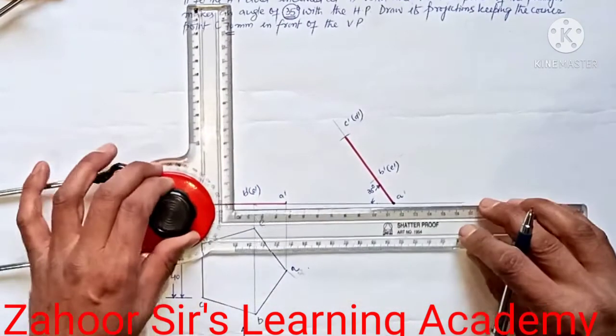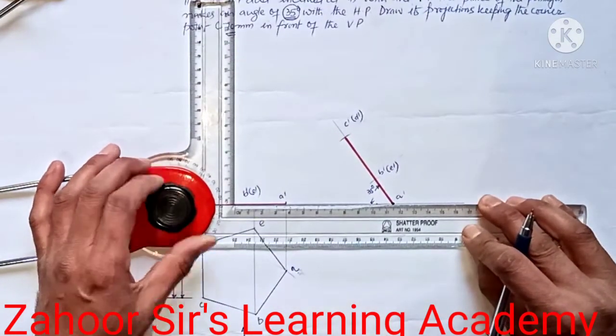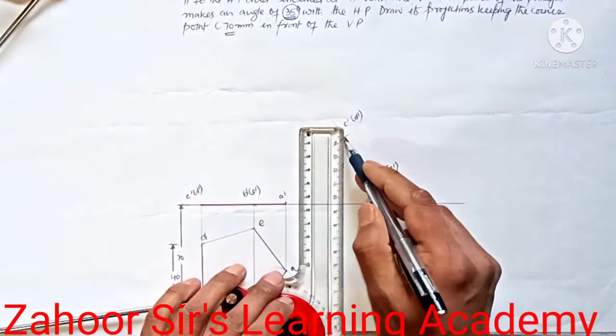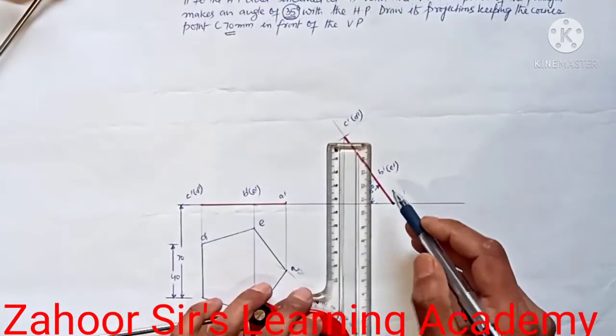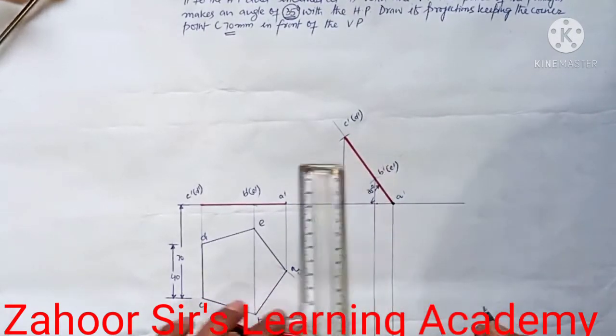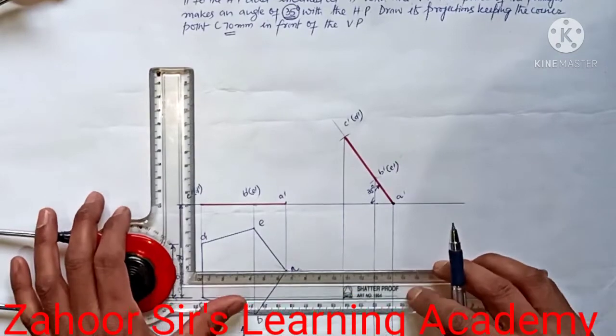Now what do we need to do? We need to fix the drafter again on XY, keeping it at 0. Now we produce these points up to the HP and intersect them with each other.